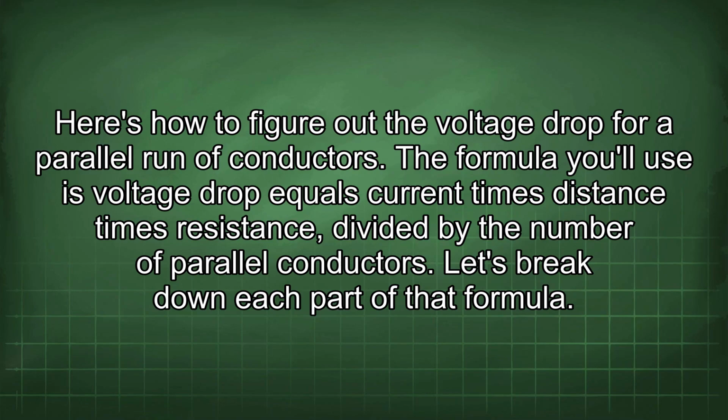Here's how to figure out the voltage drop for a parallel run of conductors. The formula you'll use is voltage drop equals current times distance times resistance divided by the number of parallel conductors. Let's break down each part of that formula.